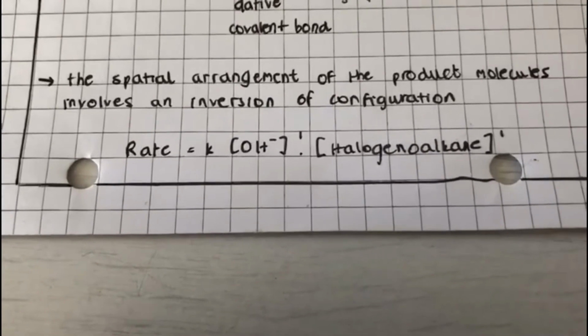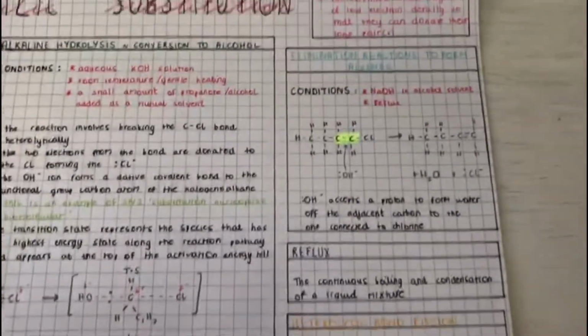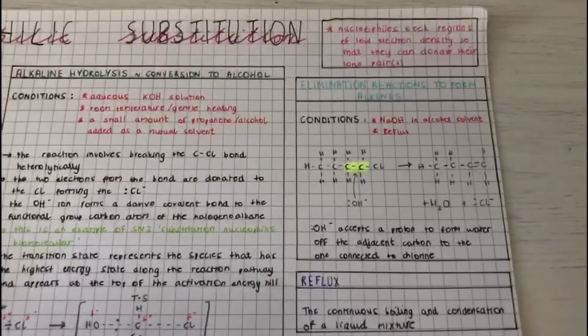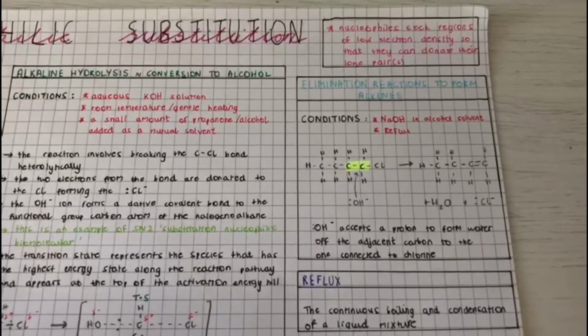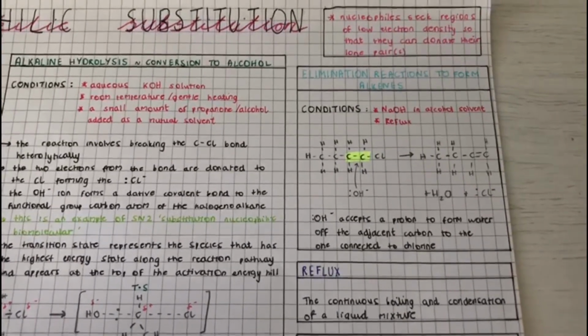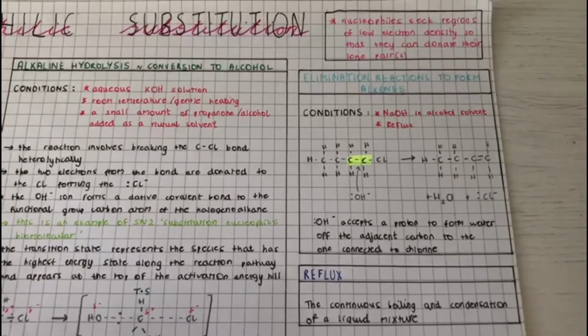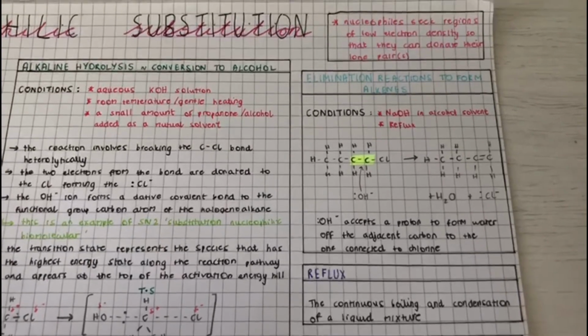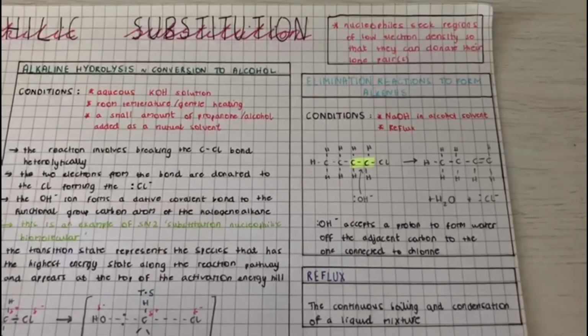Finally, we will look at the elimination reaction of halogenalkanes to form alkenes. The hydroxide ion, again, is a nucleophile for this reaction. There are specific conditions for this reaction that are required. Sodium hydroxide solution must be used in an alcohol solvent and it must be done under reflux. Reflux is the continuous boiling and condensation of a liquid mixture.